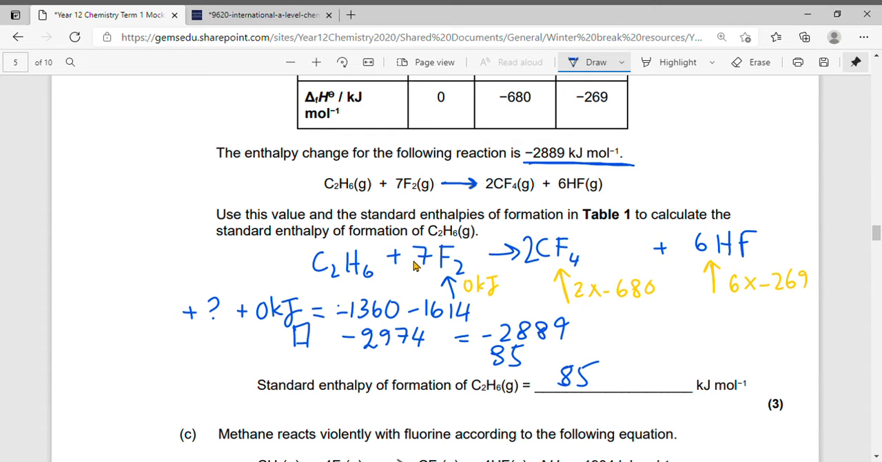So to break, it takes in 85, but releases 2 times 680. Sorry about that, yeah? 2 times negative 269. Sorry, 6. I do keep making that mistake. Okay, I'll just go forward with that.